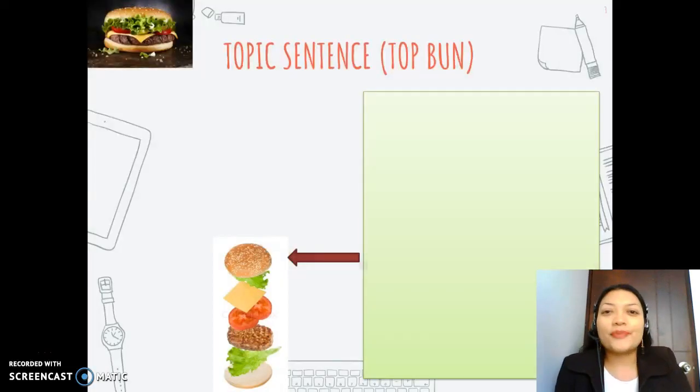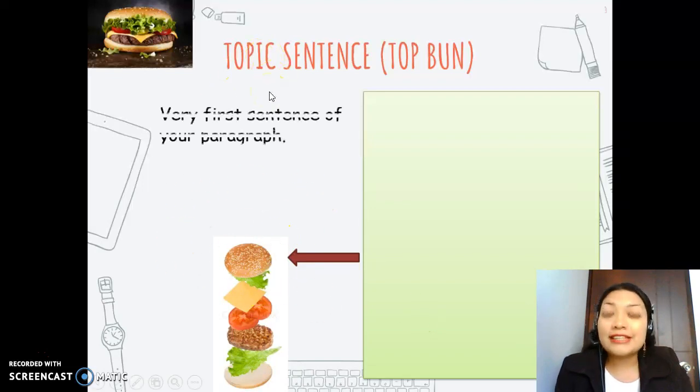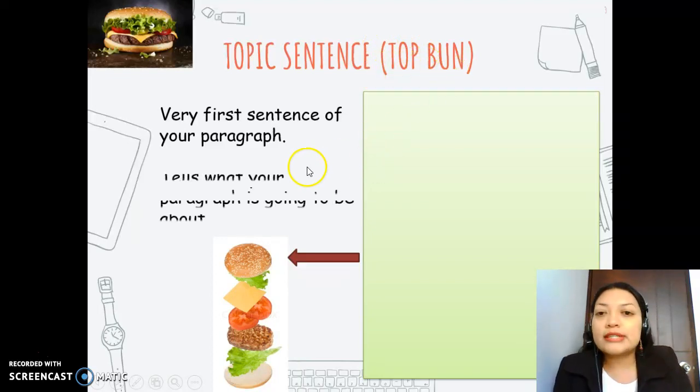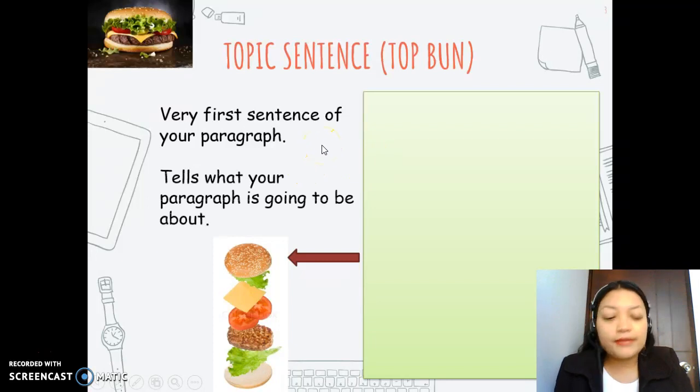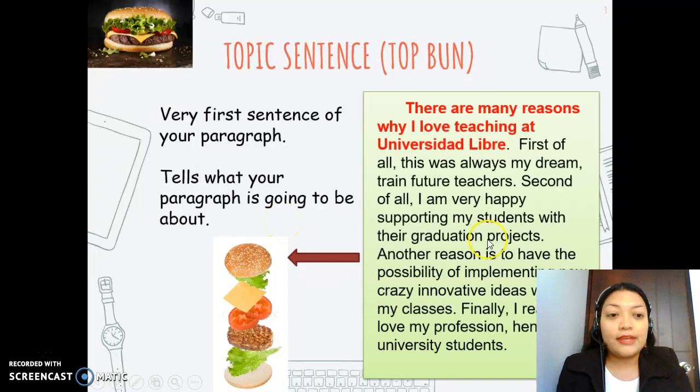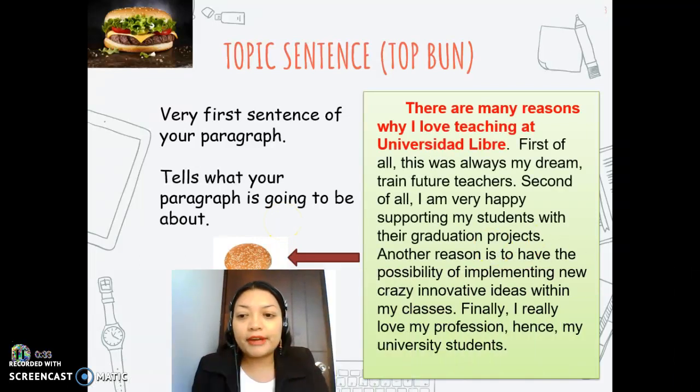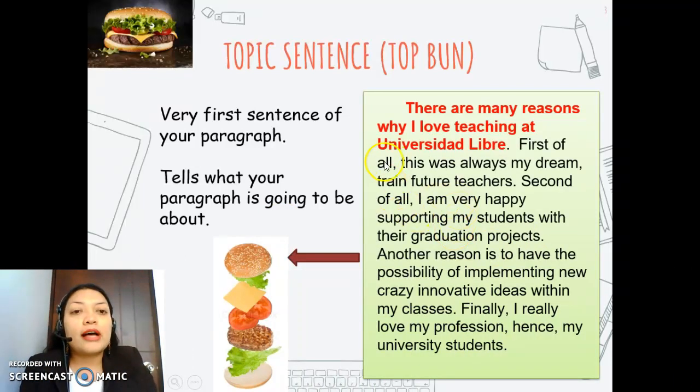All right, so the first sentence is called the topic sentence, which in our hamburger example is like the top bun. Of course, it is the very first sentence of your paragraph, and it tells what your paragraph is going to be about. Okay, so here we have the paragraph. All right, so we have the sentence.